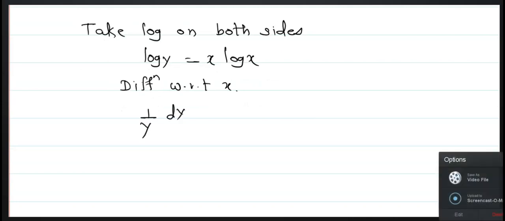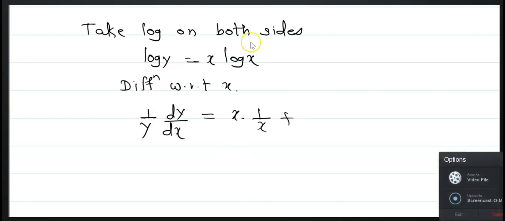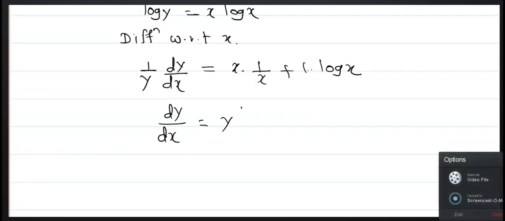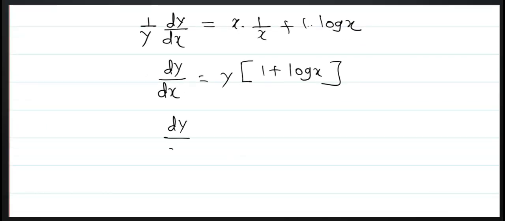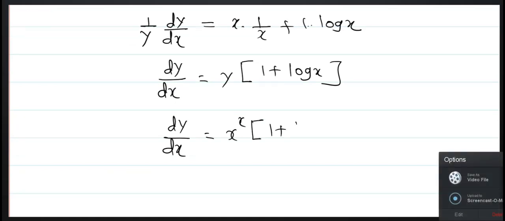Now differentiate with respect to x. The derivative of log of y is 1 upon y into dy by dx, and x into log of x by the product rule. That is, x into the derivative of log of x, which is 1 upon x, plus log of x as it is, since the derivative of x is 1. That is only the 1 into log of x. Therefore, dy by dx is equal to y into, in bracket, 1 plus log of x. Therefore, dy by dx is equal to x raised to x, in bracket 1 plus log of x.